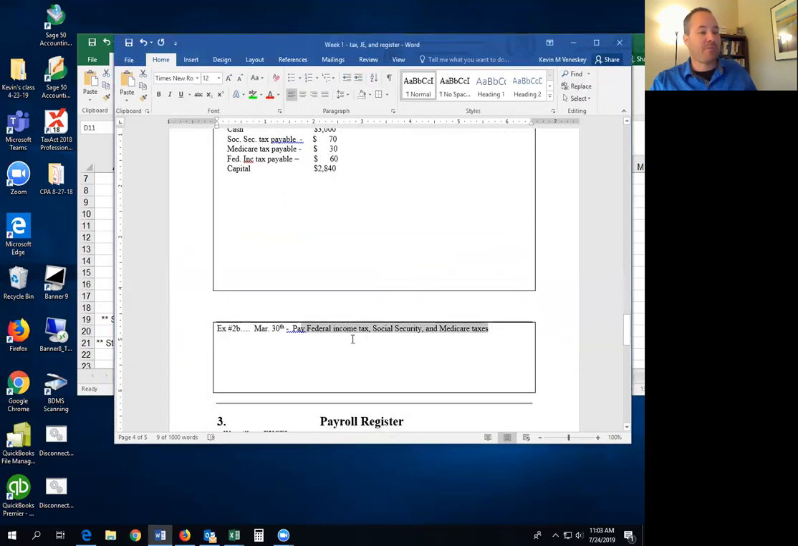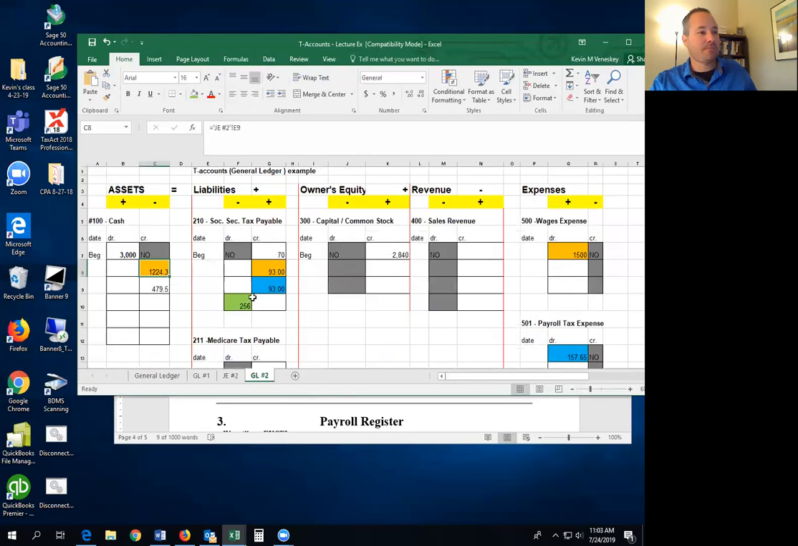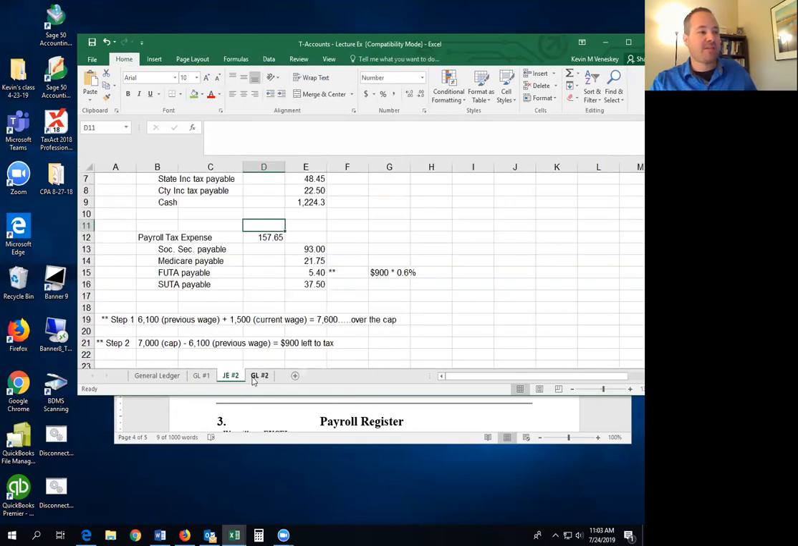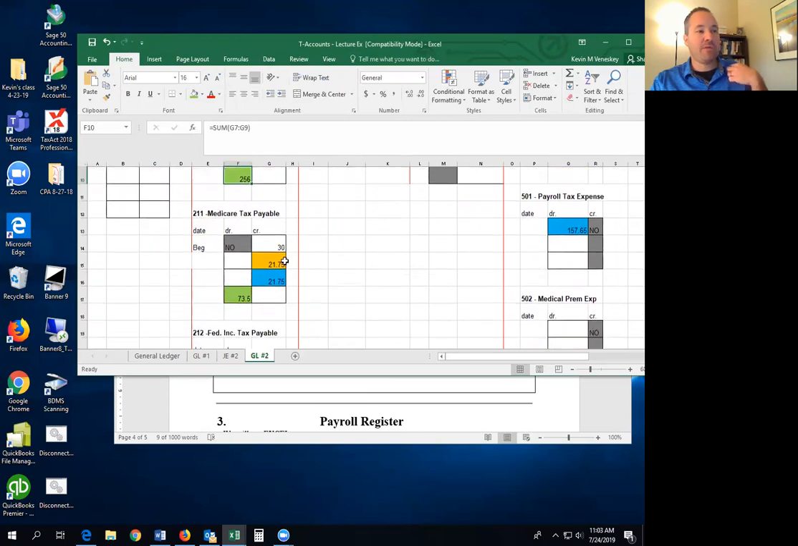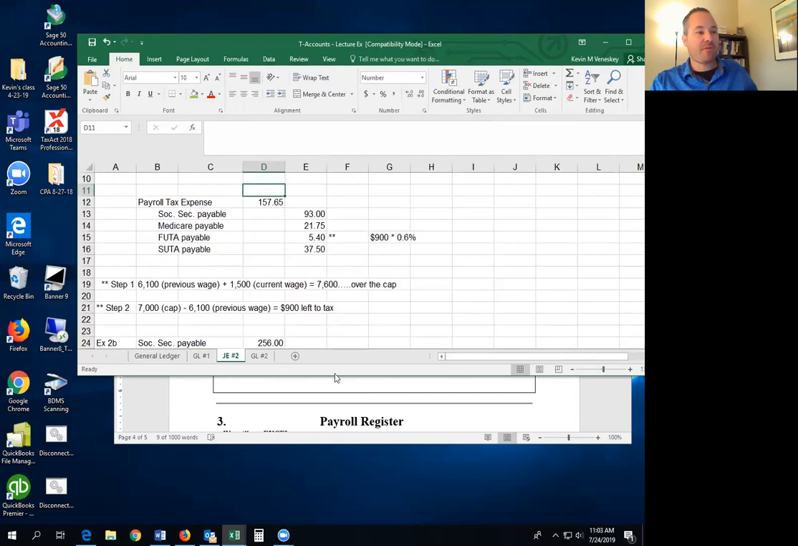Finally, you come down here to pay your federal income tax, Social Security, and Medicare taxes. With these, we're going to simply look at our T accounts now. Social Security, when I add up these three amounts, the beginning amount that I had told us, plus the two journal entries that I just did, it comes out to $256 that I owe. So that needs to be my first debit, the $256. Medicare, we do the same thing. We add up the three amounts that we have due. They add up to $73.50.